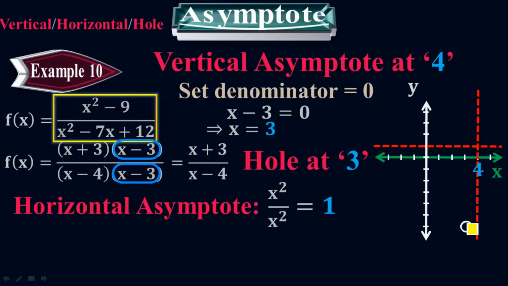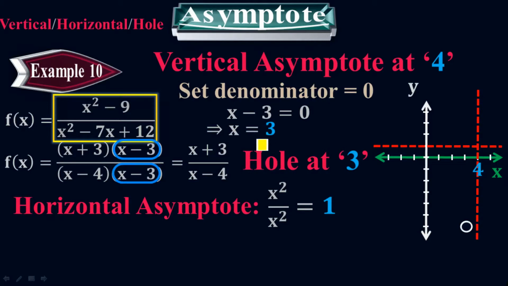How do we determine the coordinate point? My x value is 3, but what about the y value? You have to put x equals 3 here. So 3 plus 3 equals 6. And 3 minus 4 is negative 1. So 6 over negative 1 will be negative 6. Negative 6 will be the y point. So I have (3, negative 6). Exactly on x equals 3, 1, 2, 3. And negative 6 along the y-axis: negative 1, negative 2, negative 3, negative 4, negative 5, negative 6. (3, negative 6). This is the location of the hole.